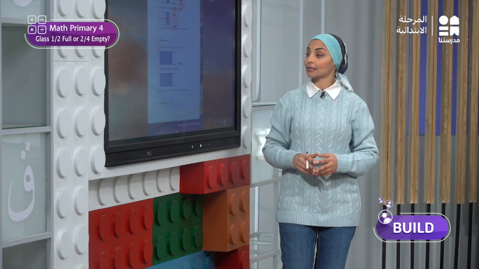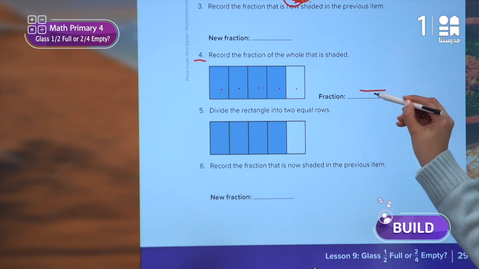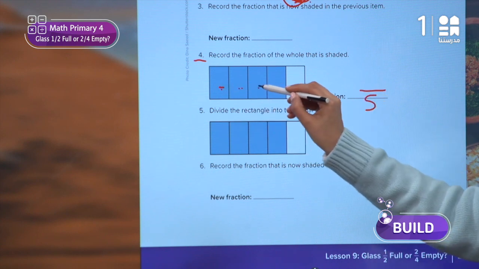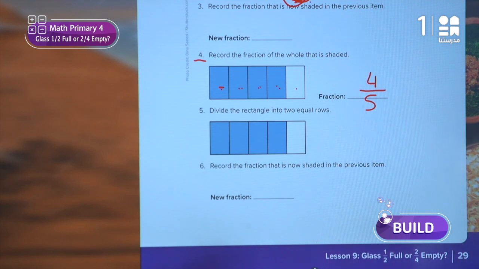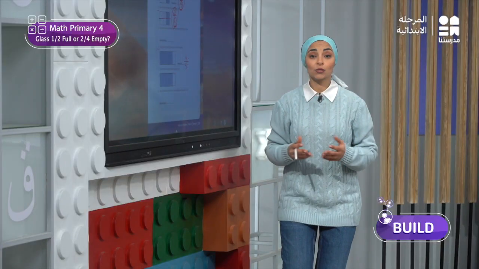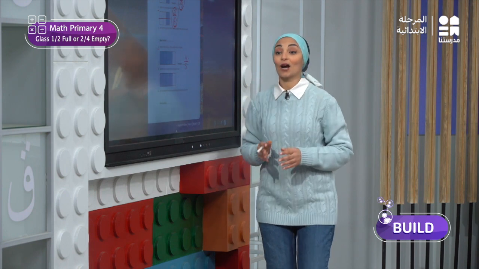What will my fraction be? Look, 1, 2, 3, 4, 5, so my denominator is 5, and I have 4 shaded parts, so my numerator is 4. So my fraction is 4 over 5. That's because 4 are the shaded parts and 5 are all the parts. And now let's move to problem number 5.